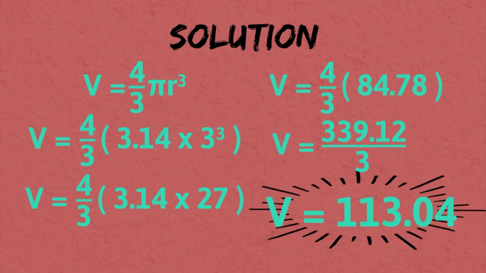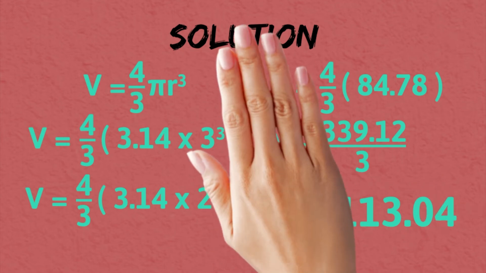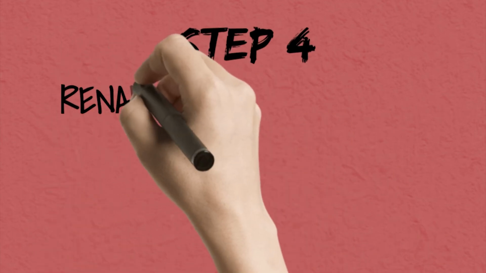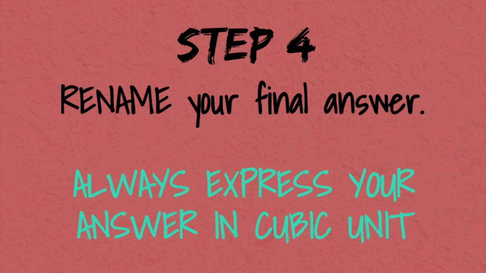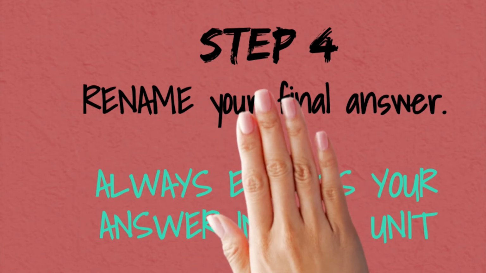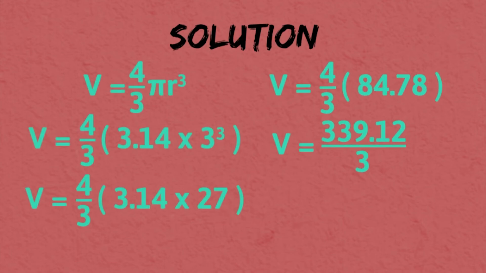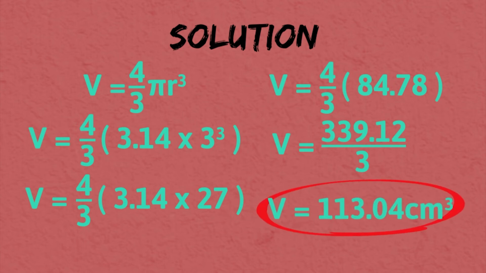Now that we have finished solving or acting on the problem, let's proceed to step 4. Rename your final answer. Again, always express your answer in cubic units. Our sphere uses a unit of centimeter. Therefore, we can say that its volume is equal to 113.04 cubic centimeter.